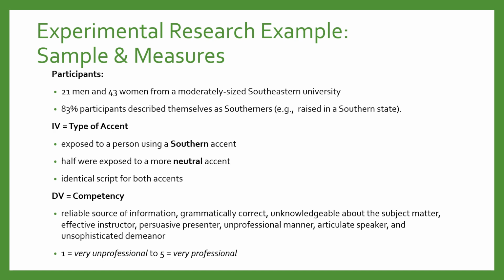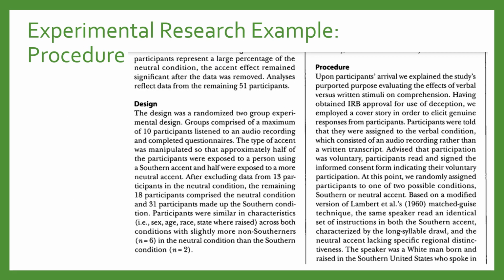And they rated them on all these different things here. So were they a reliable source of information, grammatically correct, unknowledgeable about the subject matter, effective instructor, persuasive presenter, unprofessional manner, articulate speaker, and unsophisticated demeanor. And you can see they used a 1 to 5 scale with higher scores indicating higher ratings for each type of perceived competency or incompetency. So now take a moment to pause and read about the procedure for this experiment.